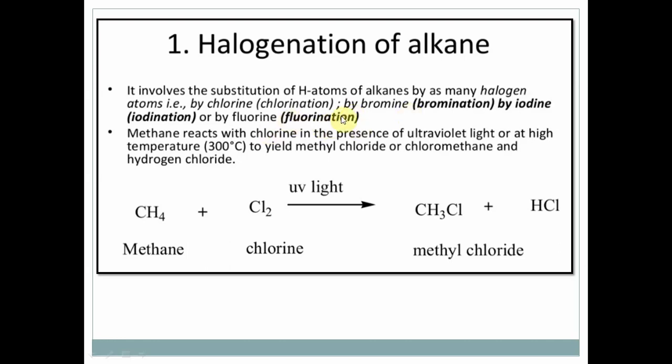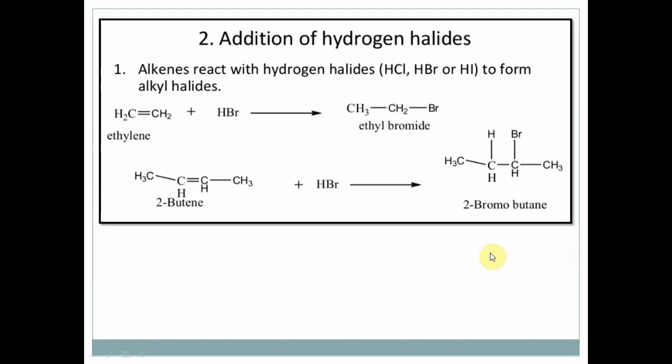So we need very mild conditions, but otherwise we can do it like this: methane reacts with chlorine in the presence of UV light or at high temperature, 300 degrees, to yield methyl chloride or chloromethane. Methane, chlorine molecule, UV light or temperature 300 degrees, we will get methyl chloride and HCl.